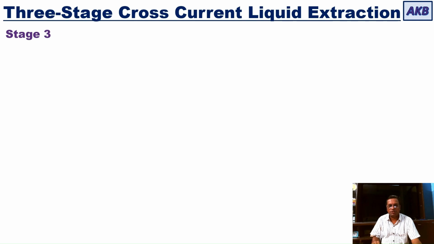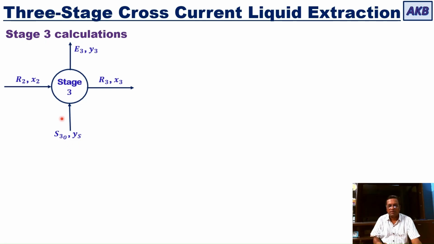Now let us look at stage number 3. For stage number 3, the input is the raffinate phase that is coming out of stage number 2, and this raffinate phase is contacted with fresh solvent. R2 is the mass flow rate of the raffinate phase, X2 is the weight fraction of solute, S30 is the mass flow rate of the fresh solvent that is admitted to stage number 3, Ys is the weight fraction of solute in it, E3 is the extract phase coming out of stage number 3, and R3 is the raffinate phase that is coming out of stage number 3.